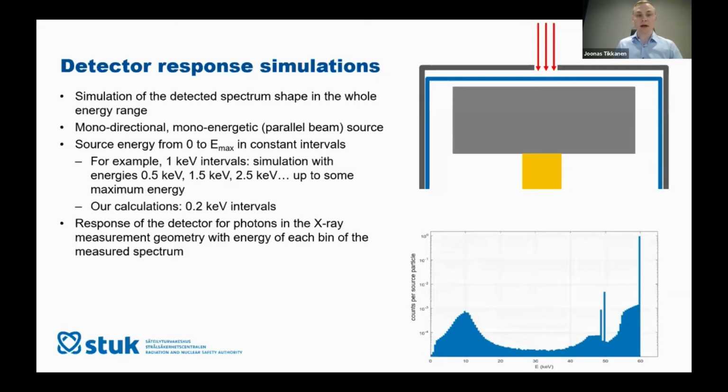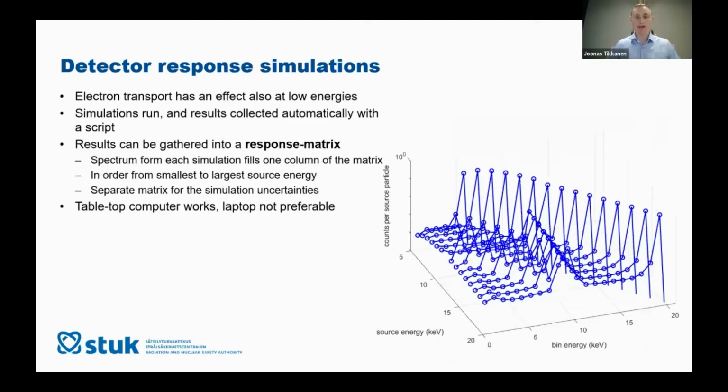And this result is the response of the detector for monoenergetic photons at each bin of the measured experimental spectrum. And just as a note, you have to do electron transport also if you want to be precise in your simulations. And of course, if you need to do some 1,000 different simulations or something like that, you run the simulations and collect the results with a script. So not necessary to do all this by hand.